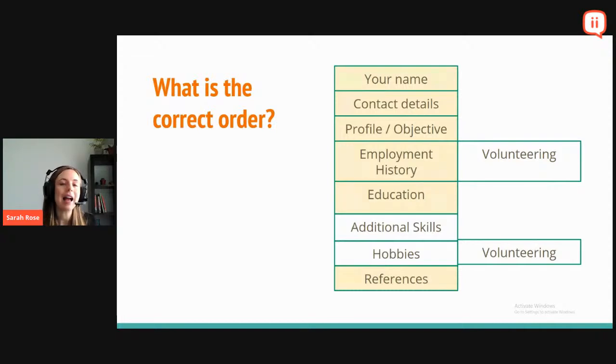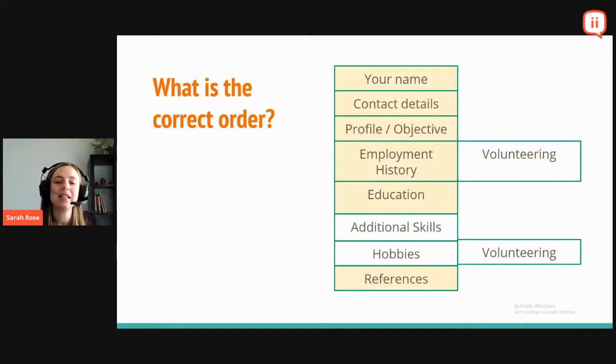But if you are looking for an academic job or a job where you must have a certain level of education, you must have a PhD or you must have a master's, you may decide to put it first. Also, if you don't have a lot of work experience, but you do have a good qualification, you can put education first. When I started teaching, I had a lot of work experience that wasn't relevant to teaching, but I did have a teaching qualification. So I put my qualifications, my education first, because it was the most important thing. And then I put my other experience underneath.